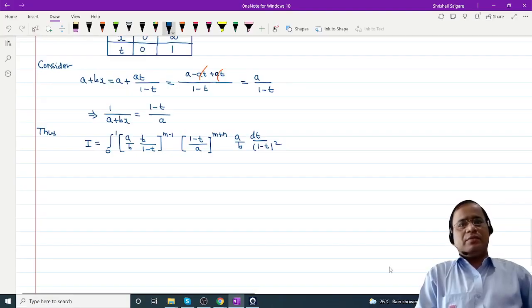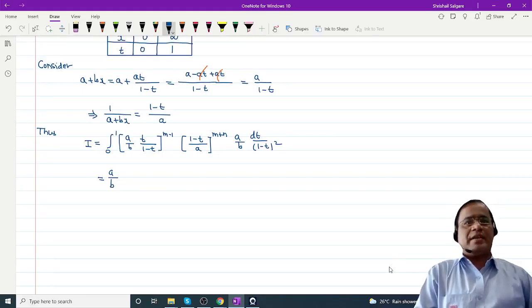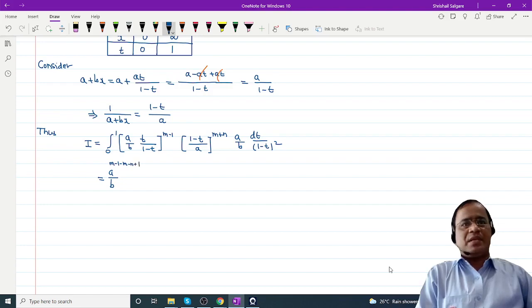Now what I will do, from this integral a divided by b I will take outside. Now I will write the effective power. A is in the numerator, that's why m minus 1. Now a is in the denominator, you have to change the sign, minus m minus n. A is in the numerator, plus 1. Okay. Now b is in the denominator and I am writing in the denominator only m minus 1, and here plus 1. Only 2 terms. And the remaining integral is 0 to 1.